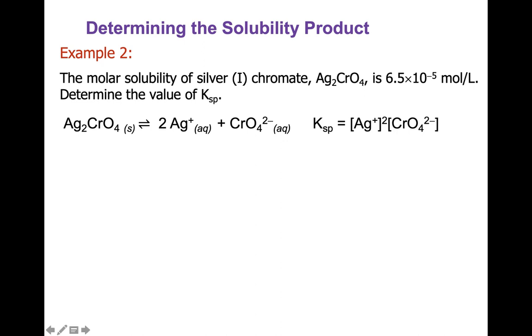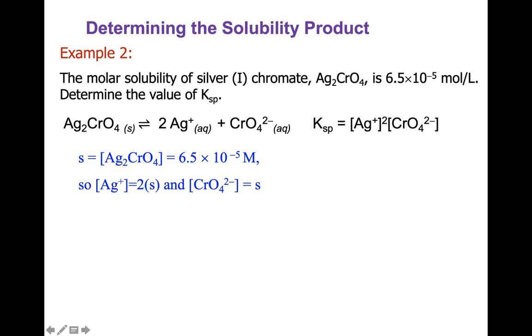So first we need to write that equation, our solid dissolving into its ions, right? So silver plus 1 ions, and chromate must be minus 2 since there's 2 silver ions. So the expression for K is then the silver concentration squared times the concentration of chromate ions. So we've got the solubility of the silver chromate compound is 6.5 times 10 to the negative 5th molar. And the silver ion concentration is going to be 2 times that, since it's a 2 to 1 mole ratio. And the chromate ion will be equal to that molar solubility, since it's a 1 to 1 mole ratio.